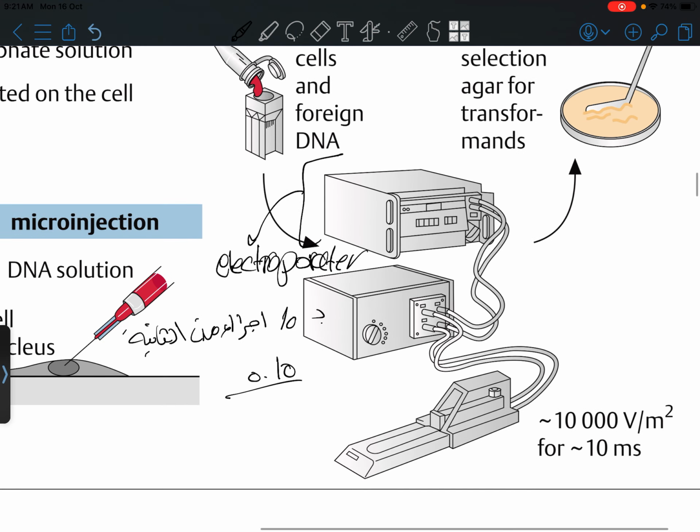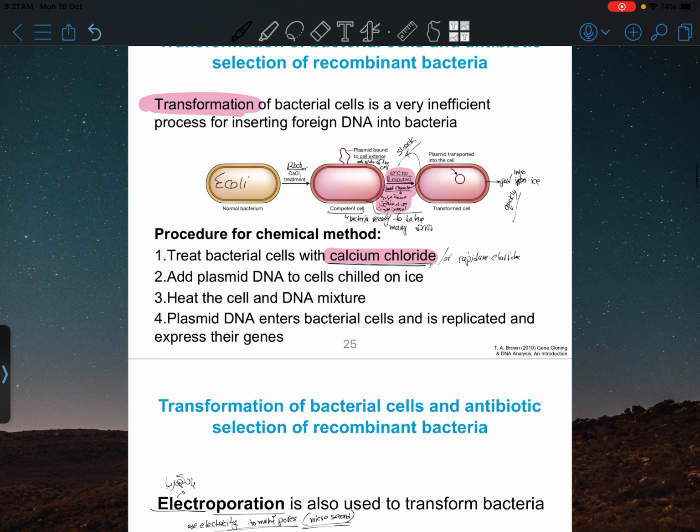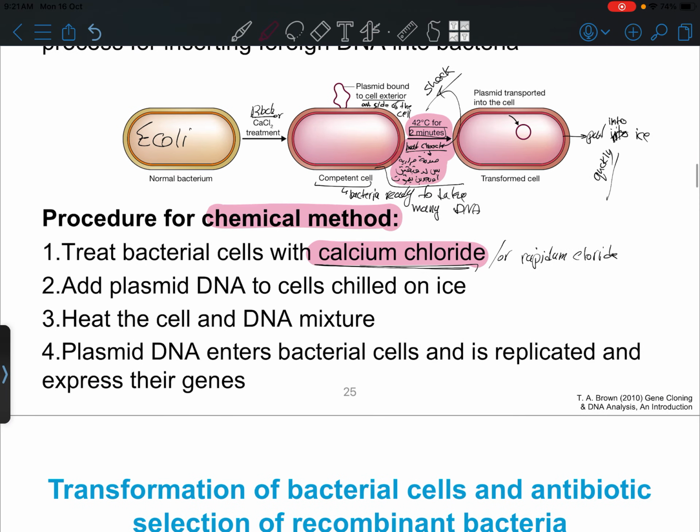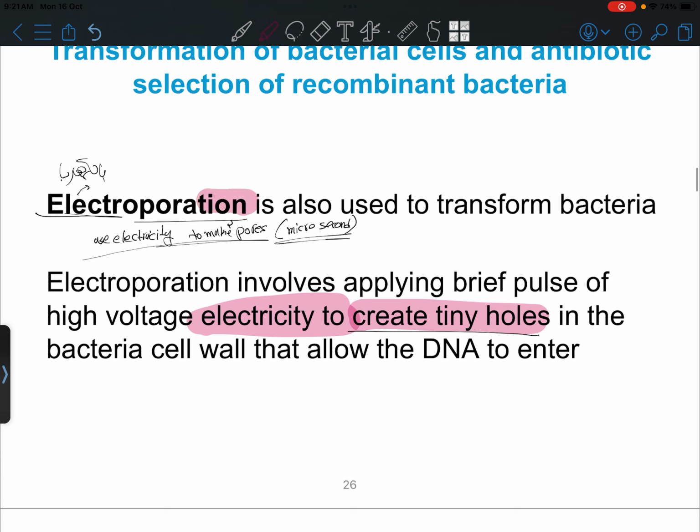So we have two types of transformation methods. We have the chemical method, then we have what? Electroporation. These are the two major methods used to introduce plasmids into bacteria. But there are other methods that could be done to introduce DNA into other types of cells.